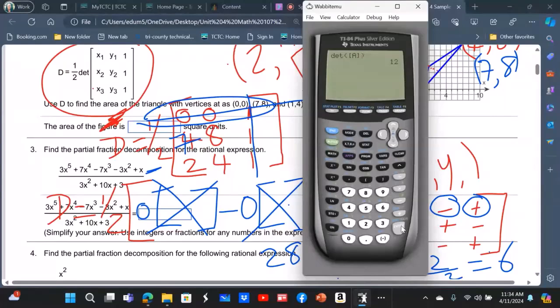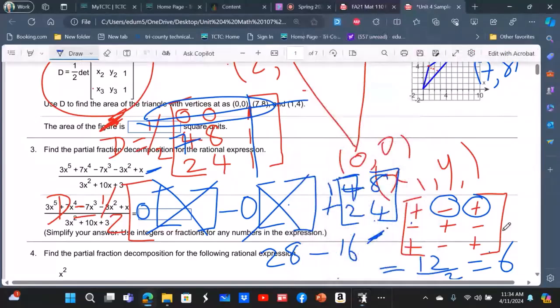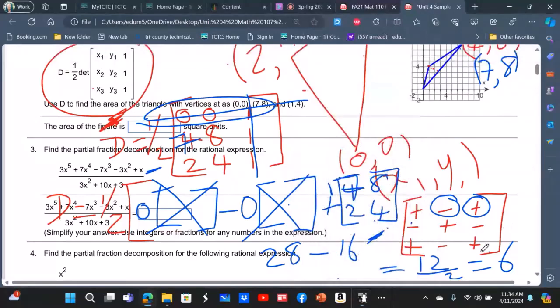The reason I'm doing it by matrices is just to make sure that my answer by hand and my answer with the calculator are the same. So I divide it by 2. 12 divided by 2 is 6. So we got it by hand. The area of the triangle is 6. And with the calculator, the area of the triangle is 6.